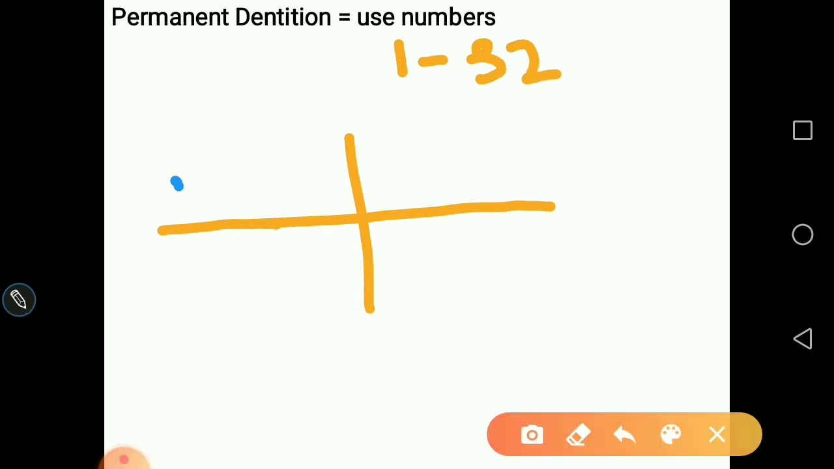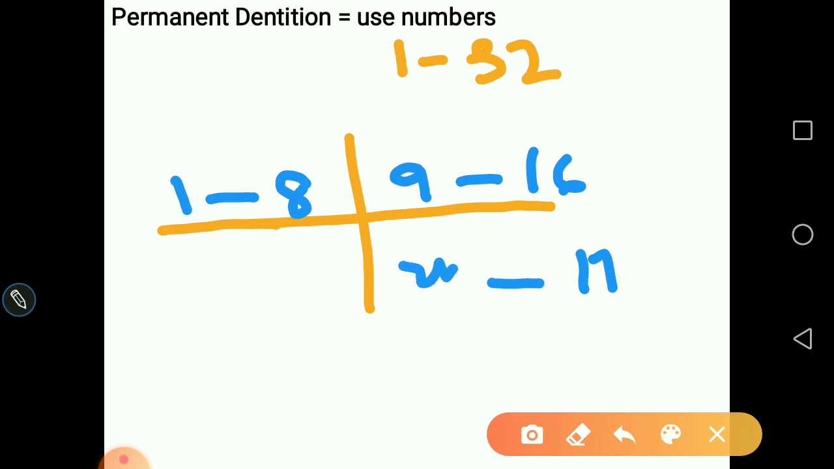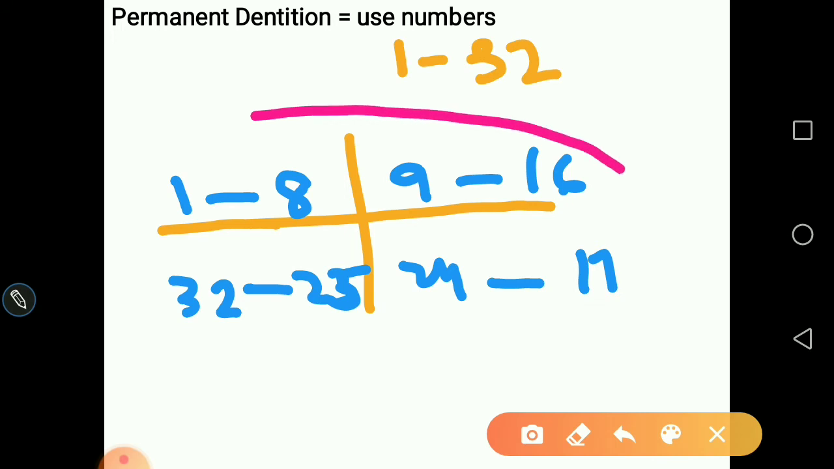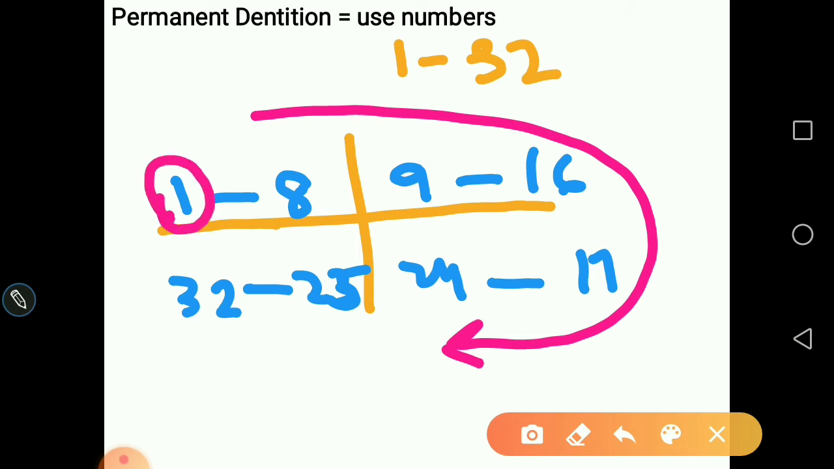Okay, so it goes 1 to 8, 9 to 16, 17 to 24, 25 to 32, and it moves in a clockwise direction. If we have a missing third molar, because in many patients the third molar is absent, the number designated for the second molar is still 2.